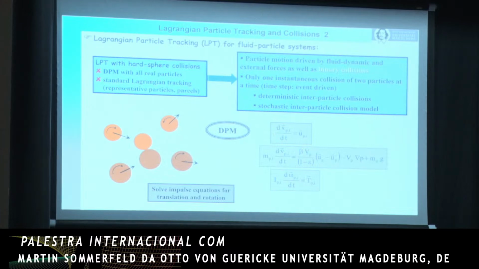So this is just summarized here: Lagrangian particle tracking with the discrete particle method. Of course, you can also calculate here all real particles if you want. You have a standard Lagrangian particle tracking, or you can use the parcel concept, and we have used the collision model. The collision does not appear in the equation of motion.